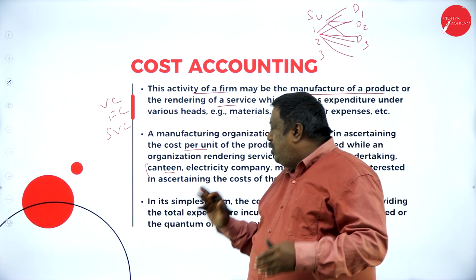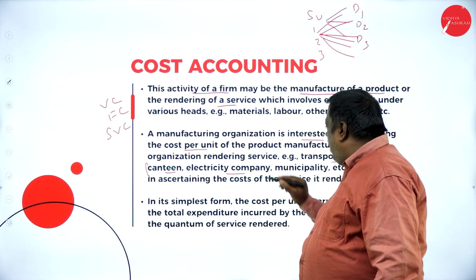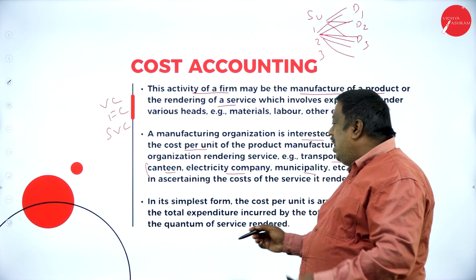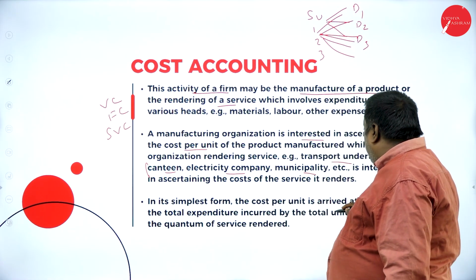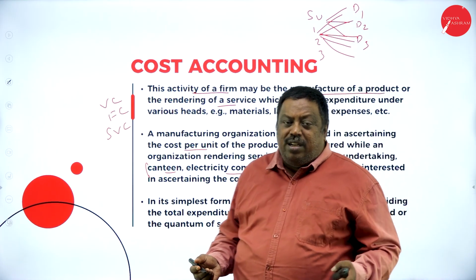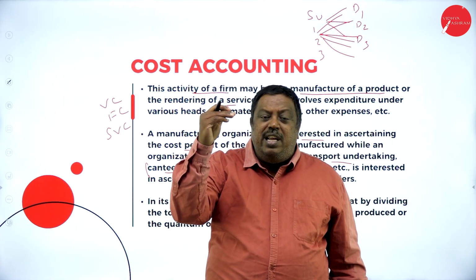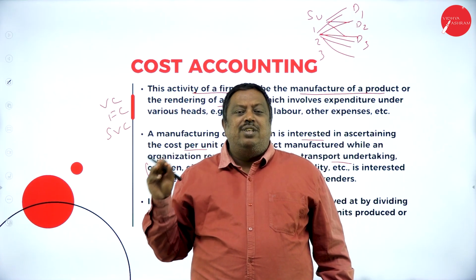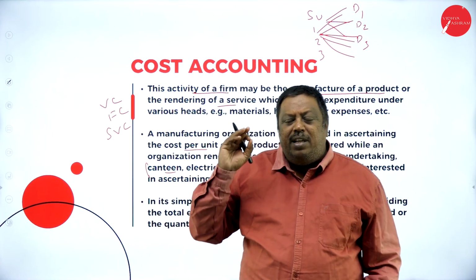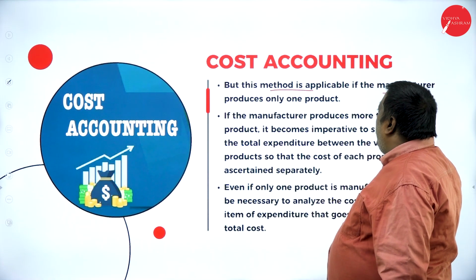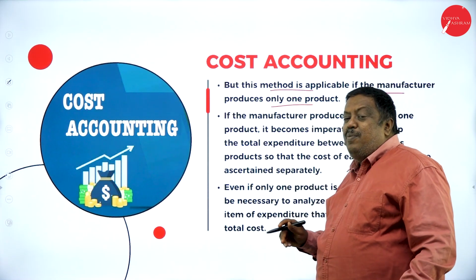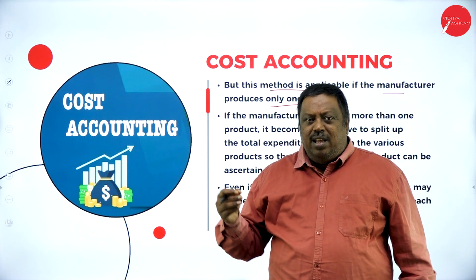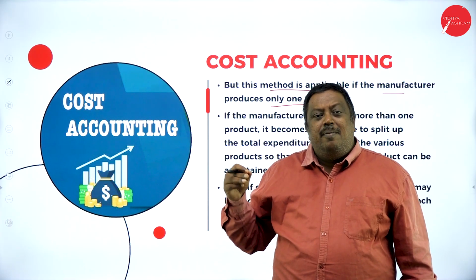Like that, we have the electricity company and the municipality, which are interested based on the service they are rendering. In its simplest form, the cost per unit is arrived at as follows: the total amount of expenditure incurred for that particular product is divided by the number of units. Then I get the actual cost per unit. This method is applicable if the manufacturer produces only one product. If I'm producing only one product, it is easy for me to identify the cost of the product and fix the price for that product.